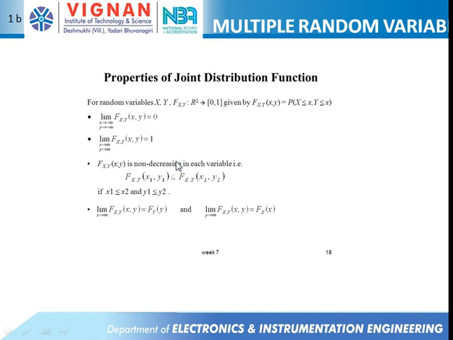Next, properties of the joint distribution function for random variables X and Y. The joint distribution function ranges between 0 to 1, which is given by F_XY(x, y) is the probability of X less than or equal to x and Y less than or equal to y. If you apply the limits minus infinity to infinity for the variables x and y, F_XY(x, y) is equal to 0 and F_XY(x, y) is equal to 1.